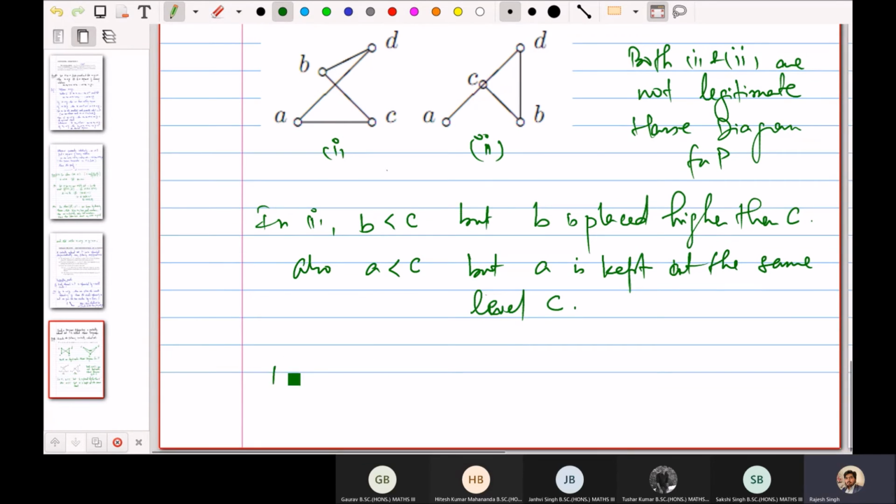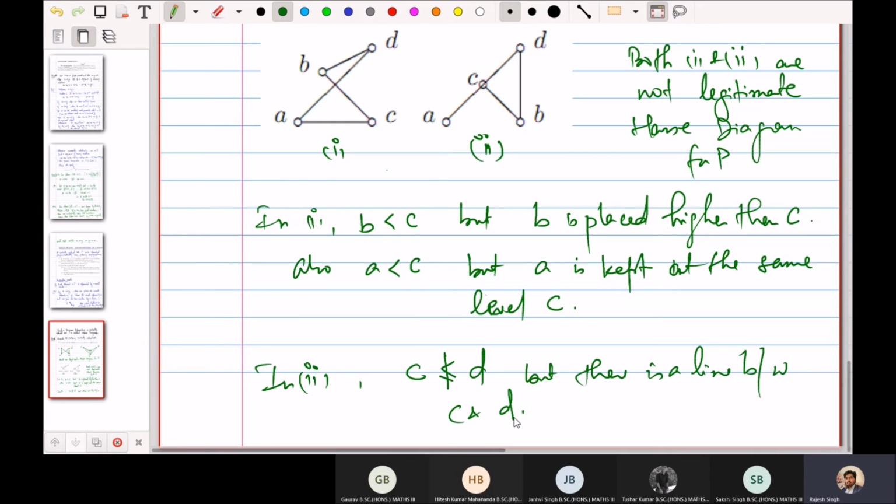And what about the second? Sir, in the second, C is in between A and D and there is no relation between C and D. Yes, C is not related to D, but there is a line between C and D. Okay, so this is not possible. So that's why this is also wrong. Fine.